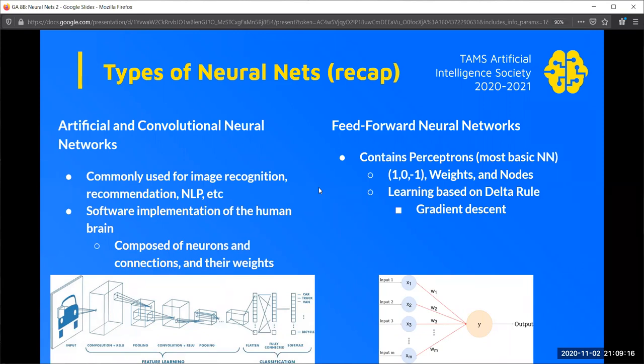And then we have our feed forward neural networks. They have perceptrons, which is the most basic neural network with just an input and an output. You also have your weights and your nodes, and they learn on the delta rule with gradient descent. I think we go into gradient descent a little later because backpropagation is based off gradient descent.